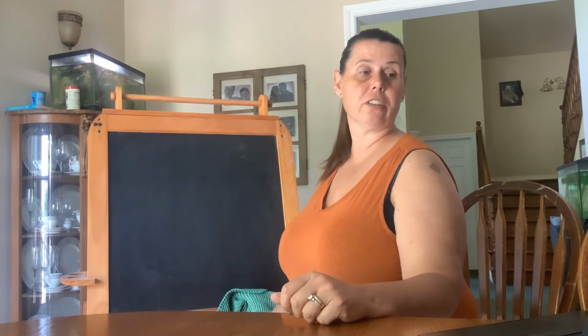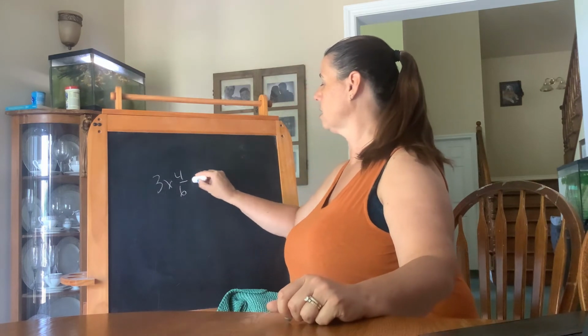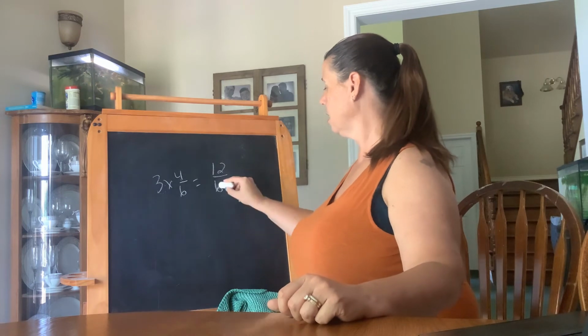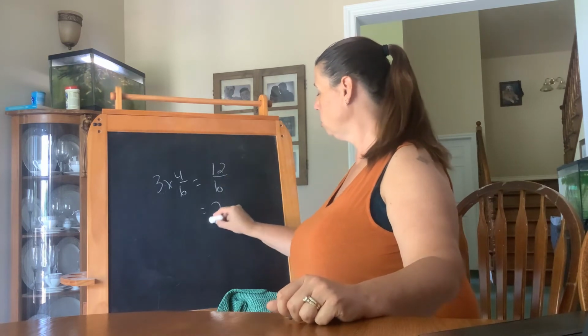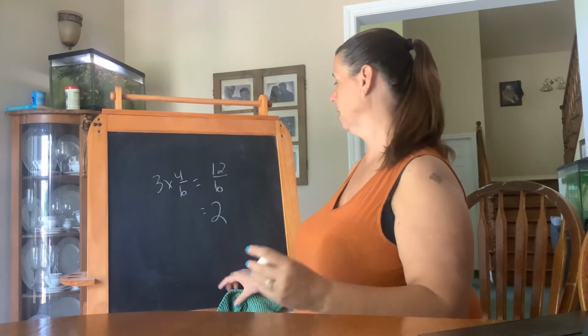All right, number 5. Find the product. Product is the answer to a multiplying question. Simplify your answer, show your work in your notebook. Okay, 3 times 4 sixths. 3 times 4 is 12, so we end up with 12 sixths. 6 goes into 12 2 times with nothing left over, so the answer is just 2.